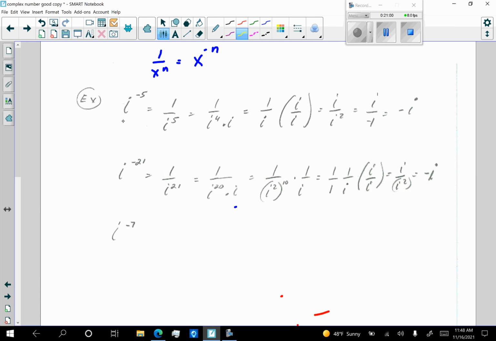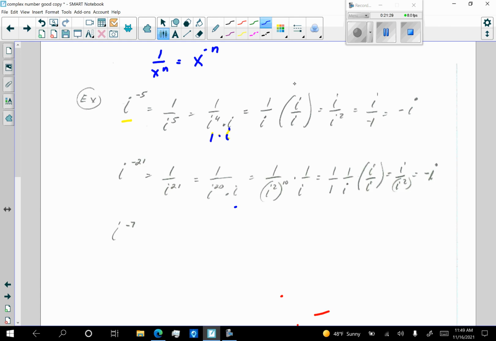That tells me if I have I to the negative 5, that's going to be 1 over I to the 5th. Hey, what's 1 over I to the 5th? Now I'm back to an odd power of I. That's going to be I to the 4th times I. What's I to the 4th? 1. So I have 1 over 1 times I.